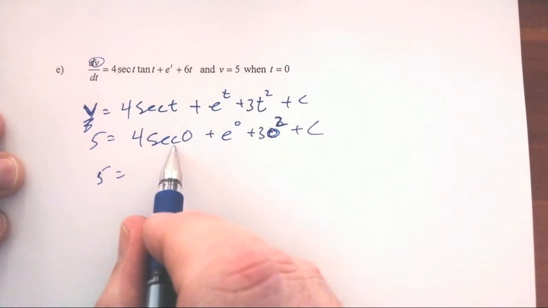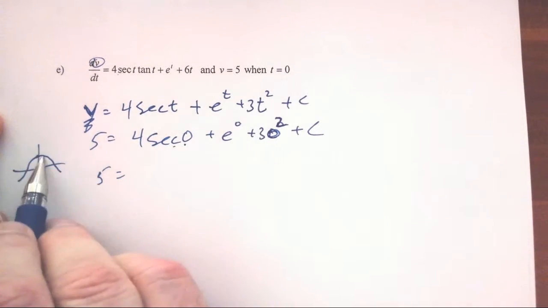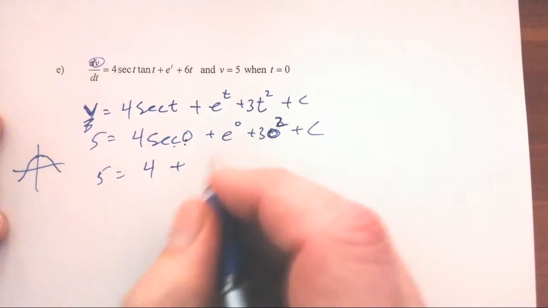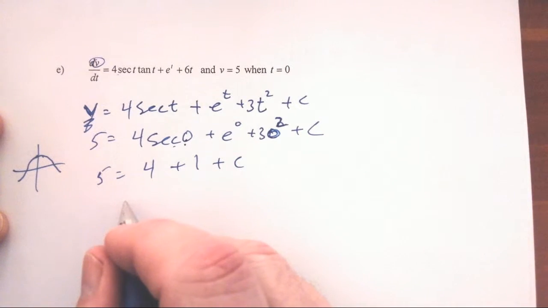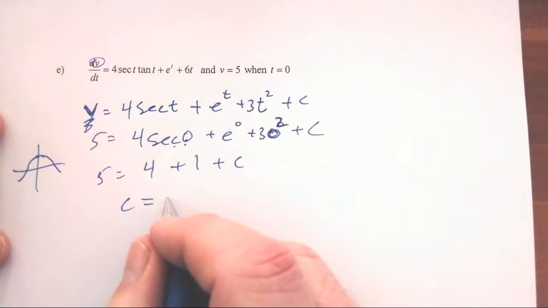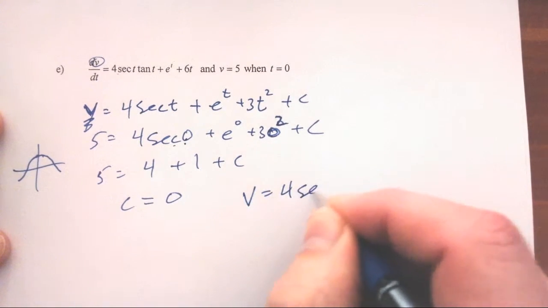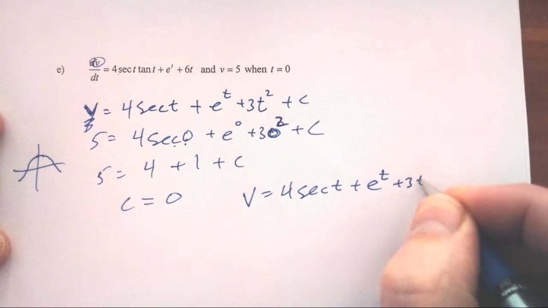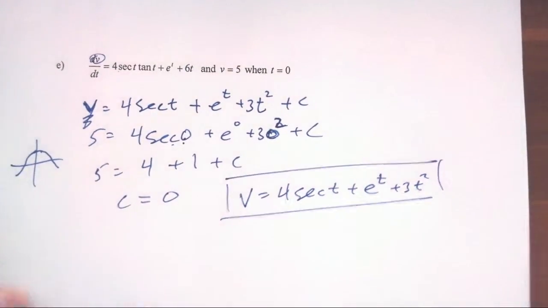Well, cosine of 0 is 1. The reciprocal of 1 is 1, so this is 4 times 1 plus 1, plus 3 times 0 squared, which is 0, plus c. So c, subtracting 5 on both sides, is 0. So our final answer: V is 4 secant t plus e to the t plus 3t squared plus 0. Alrighty.